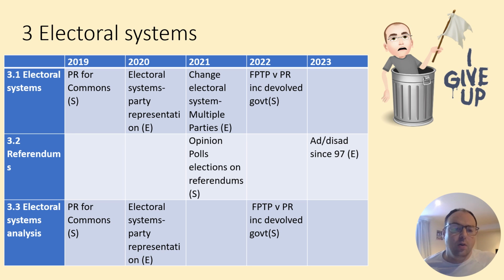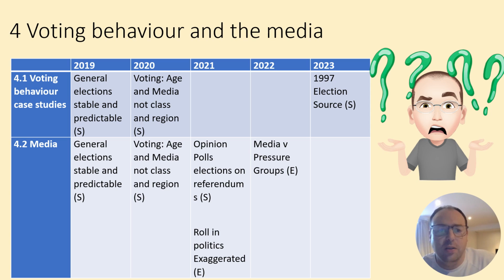Now, the next bit we'll look at is voting behaviour and the media. And the bit that they seem to love more than anything else, and they did take a year off, bless them, is the media. In 2019, in the source, there was quite a lot of stuff on media and on elections being stable and predictable. So there was stuff on voting behaviour. In 2020, a source asked whether it was age and the media, not class and region, that dictated voting behaviour now.